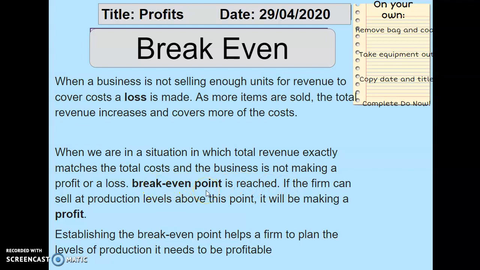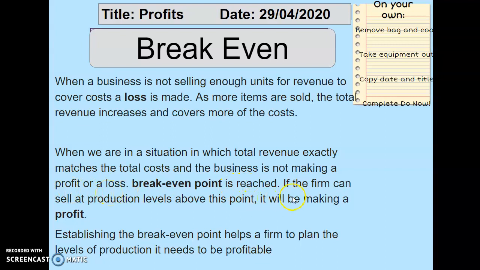In this case here, we're not making a loss, okay? Because we're not going under what we're selling, but we're also not making extra money because we have the exact same revenue as our costs. So we say that we're not making a profit and we're not making a loss, okay?